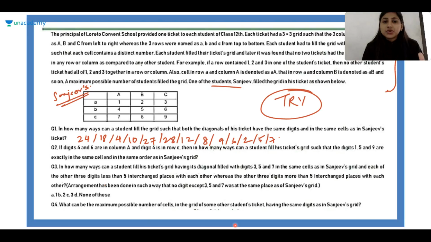Okay, so according to the first question, Sanjeev's ticket is given here. If a student can fill both the diagonals same as Sanjeev's, then keeping this condition in mind, how many different possible tickets can be filled? That's the question.